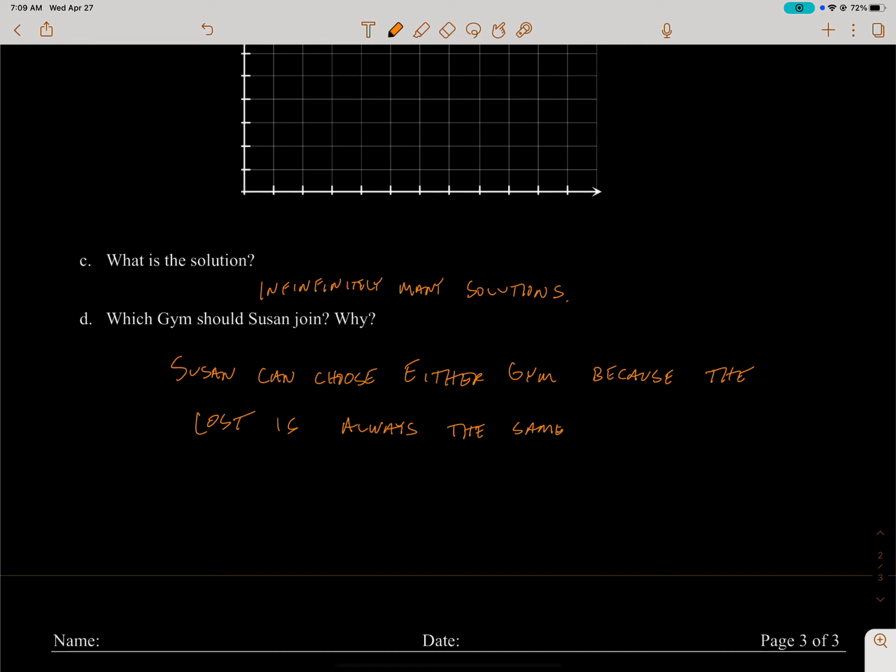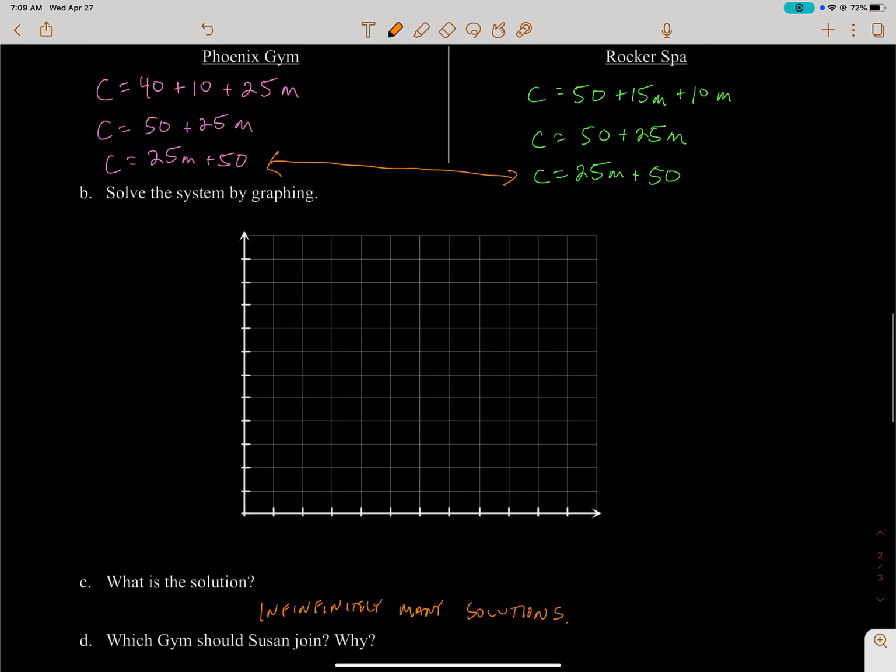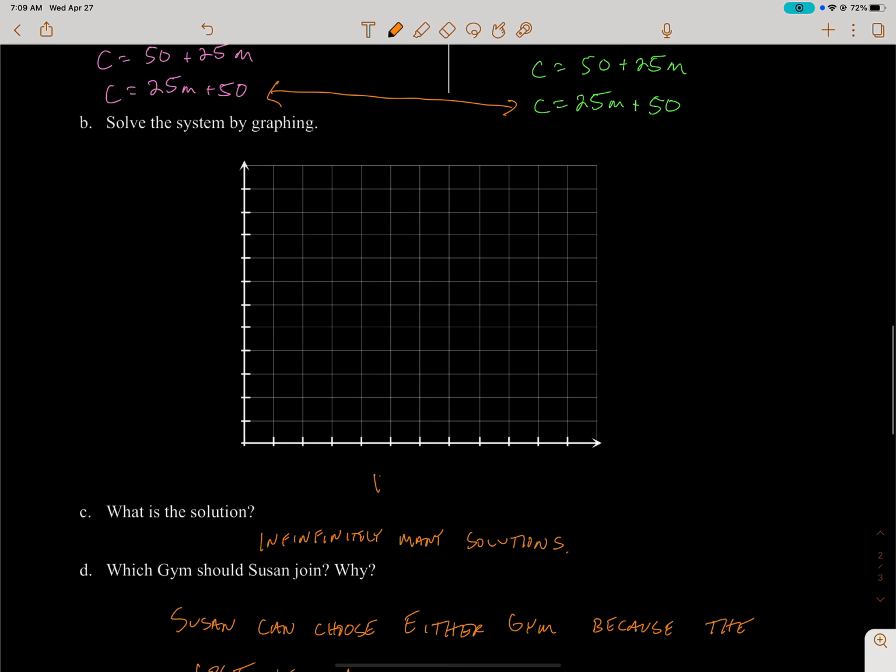Now they're asking us to graph this, so we'll just graph one of them. I mean, we would be graphing one on top of the other. So let's just practice graphing here. We're going to say number of months on the x-axis, and we'll go up by ones this time because they're the same, so we don't have to get too crazy. And then we'll go $25 on the y.